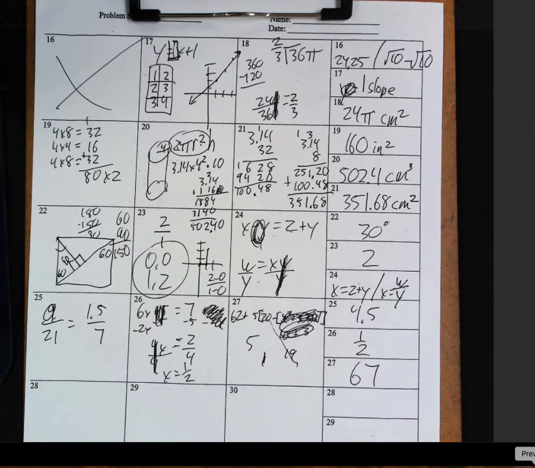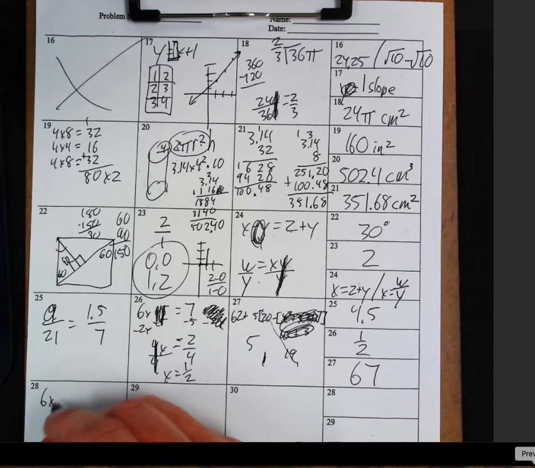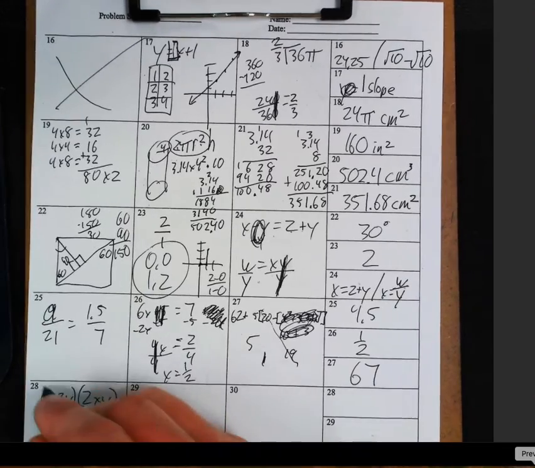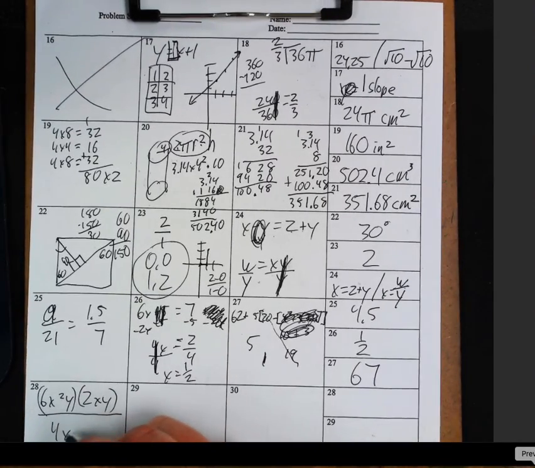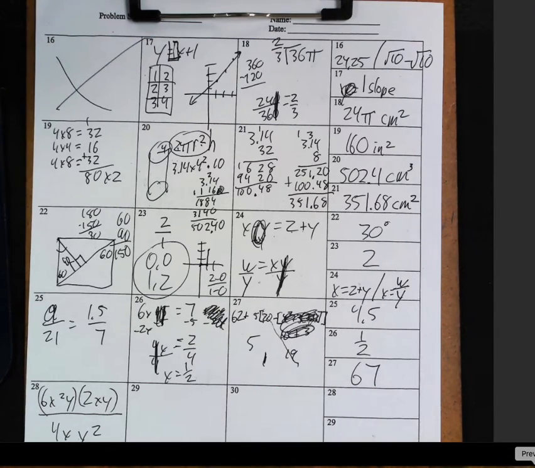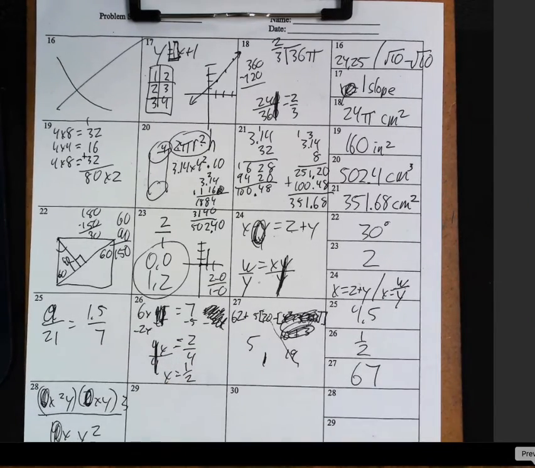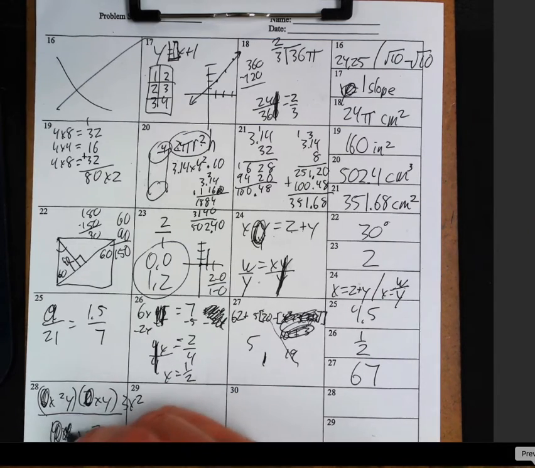Number 28. I have 6x squared y times 2xy all being divided by 4xy squared. Okay, here's how I like to do it. 6 times 2, 12. Divide by 4. 3. So the numbers are gone, guys, and I'm left with a 3 on the top. Okay, how many x's do I have on the top? 2 here, 1 here. That's 3. How many x's do you have on the bottom? 1. So 3 minus 1 is 2. So I got an x squared left on the top.